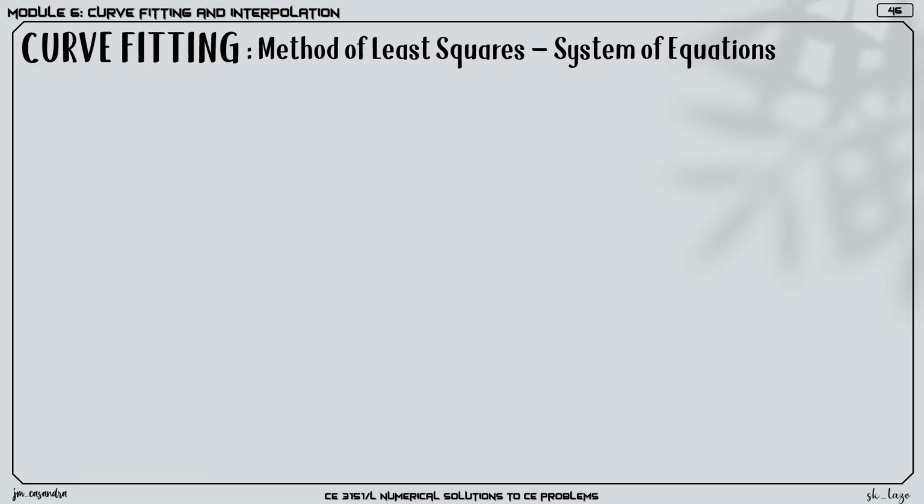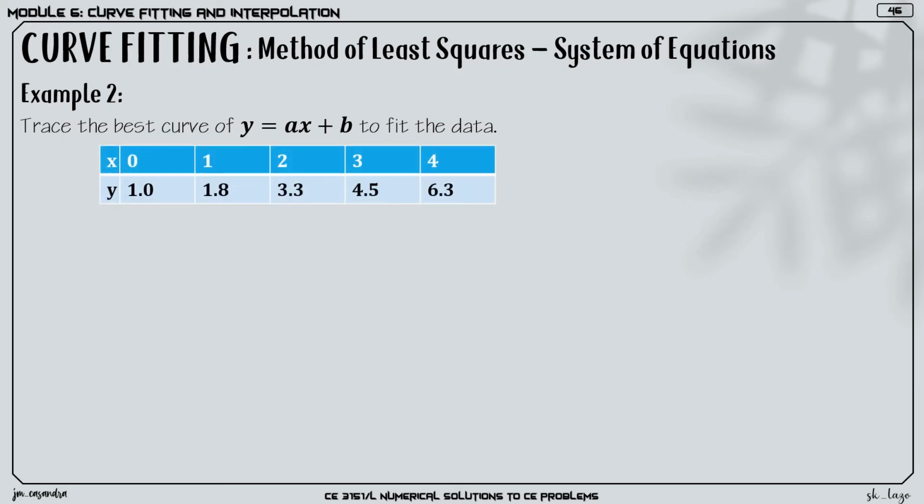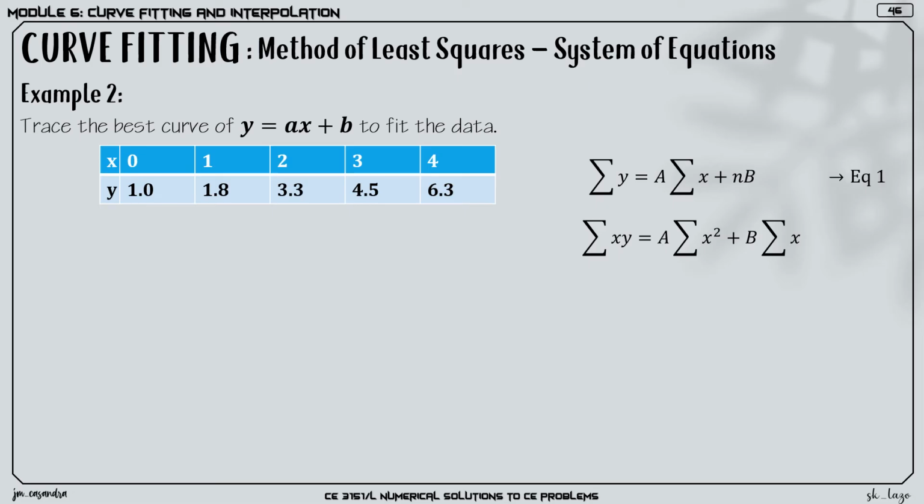Another example for the method of least squares using system of equations: for the given data, we trace the best curve for the equation y equal to ax plus b. Again, for system of equations, we know that we are going to use equation 1, which is the sum of y equal to a times the sum of x plus n times b. And for equation 2, the sum of xy equal to a times the sum of x squared plus b times the sum of x.